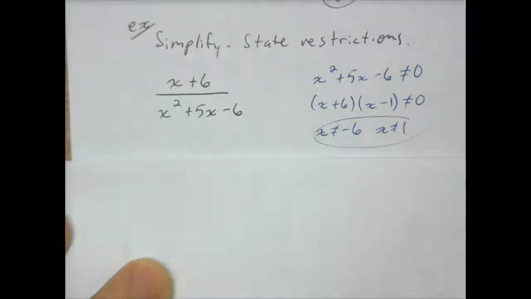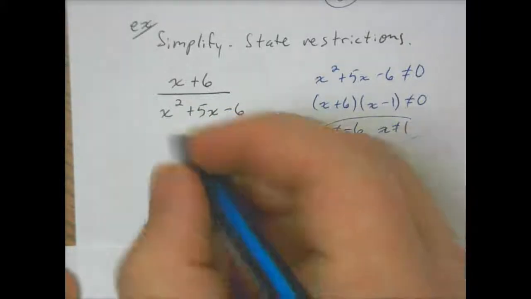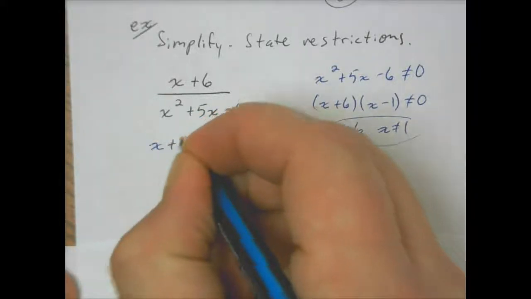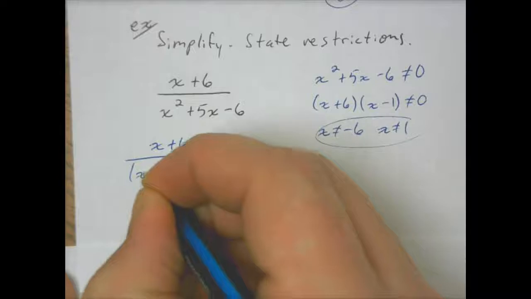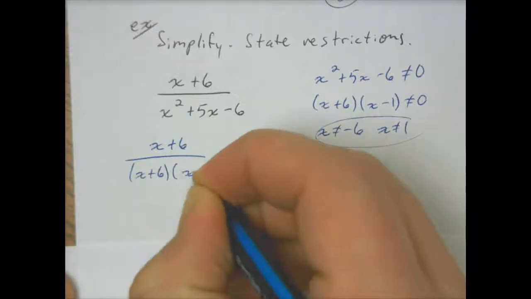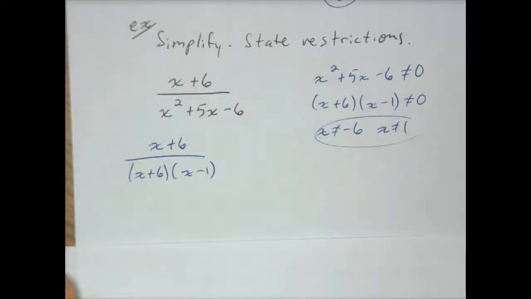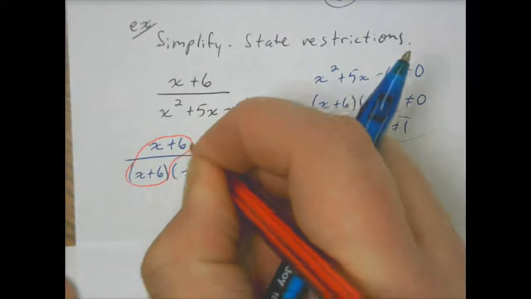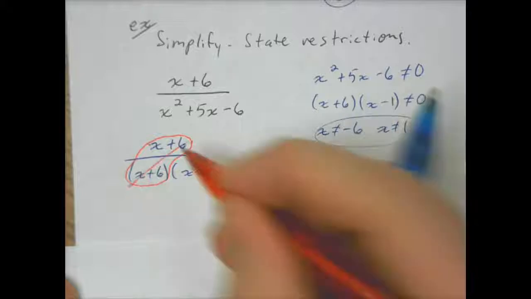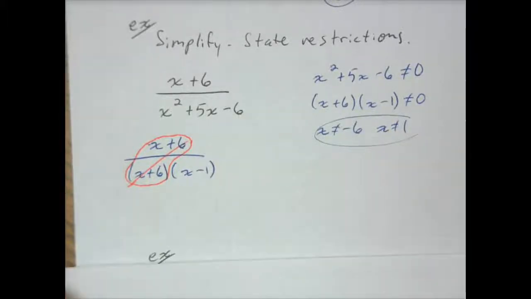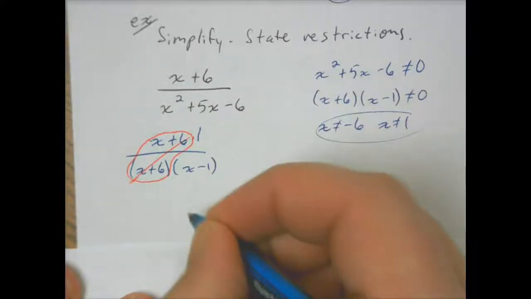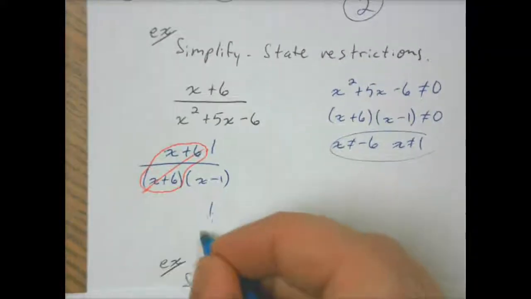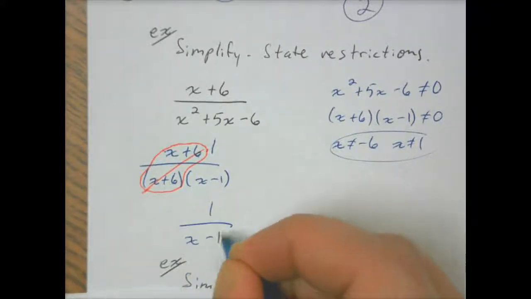Those are important. So now as far as simplifying this thing, I know the denominator factors, like such. Now, check it out, these factors are the same. That same thing divided by itself is 1. So I essentially have 1 over x minus 1, and that is how my expression simplifies.